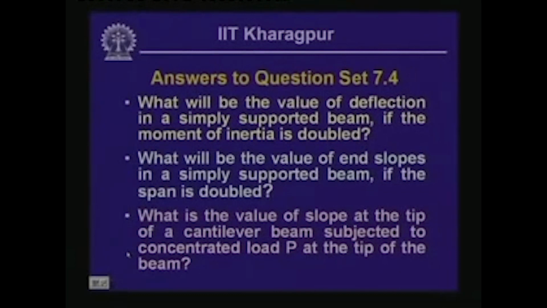Now, consequently, the second question was: what will be the value of end slopes in a simply supported beam if the span is doubled? This particular question also is quite general, because we are talking about the length of the beam, or the span, being doubled, and what the consequence is on the end slopes that will be generated in the beam.